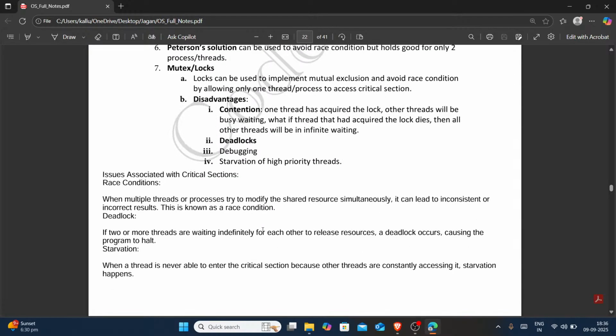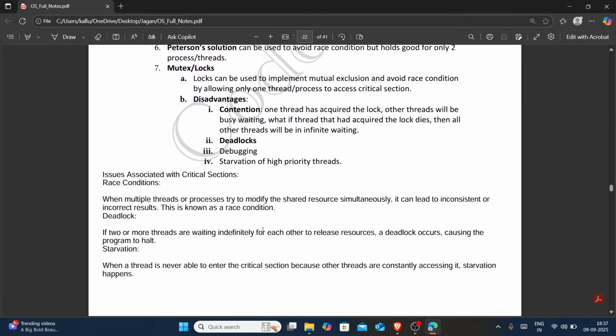Race condition, deadlock, starvation. When multiple threads or processes try to access shared resources simultaneously, it can lead to inconsistent or incorrect results. This is known as a race condition.